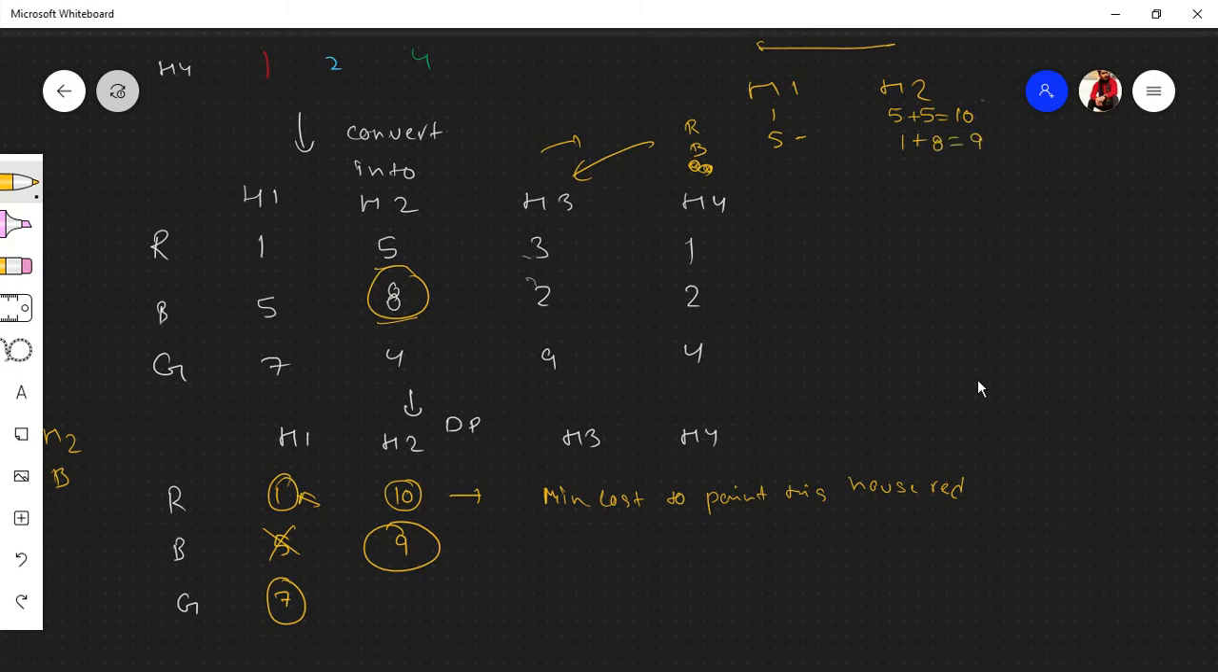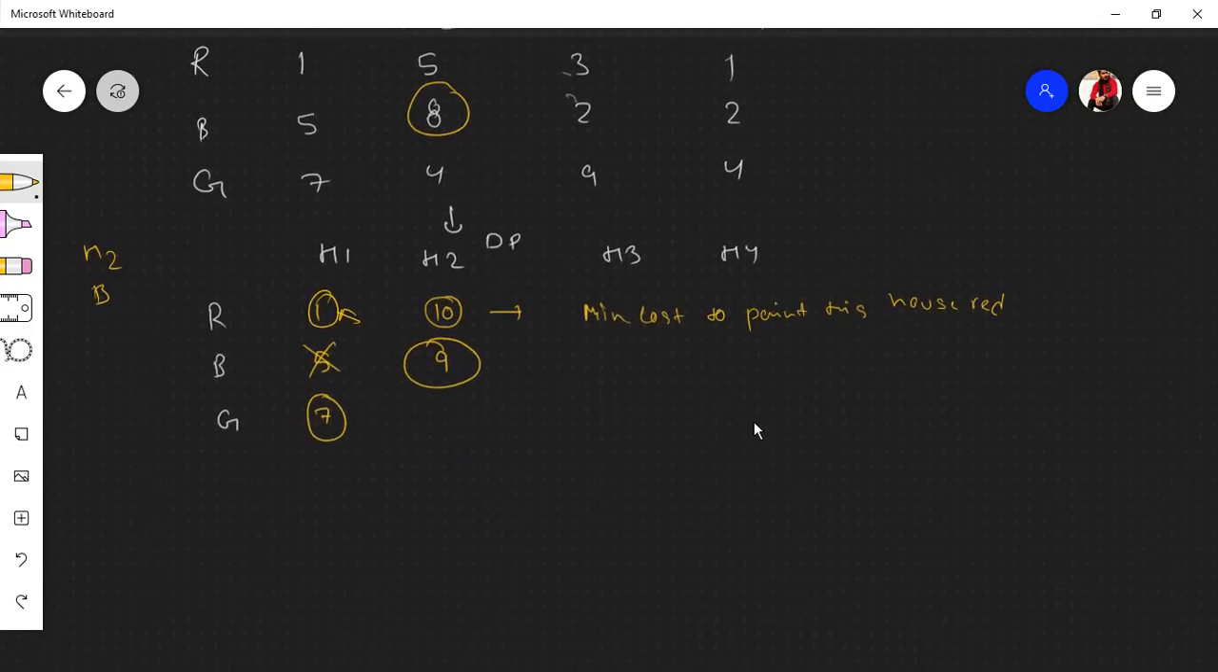Which one is the minimum? 9. If 9 is the minimum, then you should paint this house with blue and this house with red, then it will be minimum. You can check it also. If you paint this house with red, you need to pay 1 rupee. If you paint this house with blue, sorry, you need to pay 8 rupees. So 8 plus 1 will be 9. So basically 9 is the minimum amount you need to pay. You should be smart enough to get this by this point.